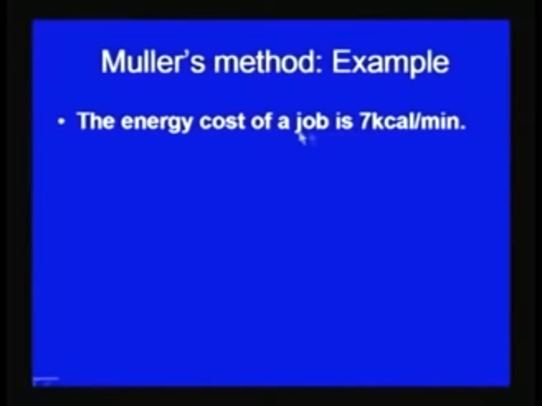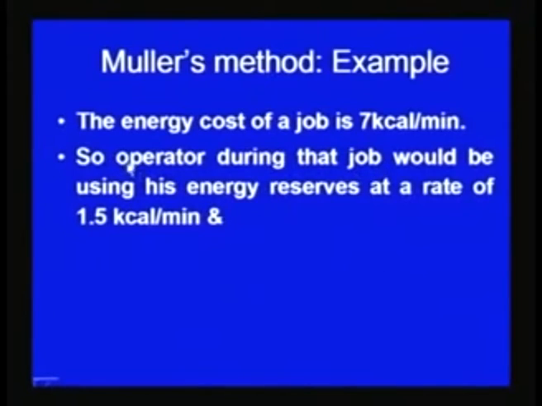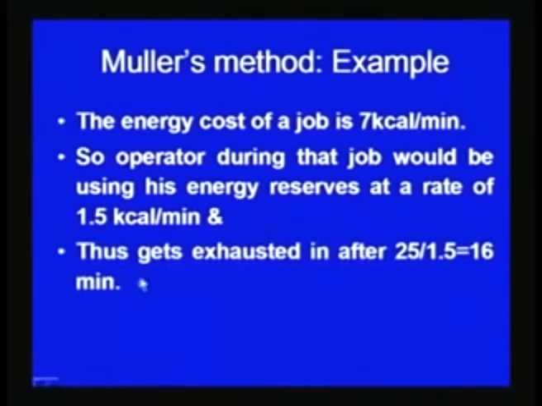So, here if we see an example, the energy cost of the job is 7 kilocalorie per minute, and the operator during the job is therefore using his energy reserves at the rate of 1.5 kilocalorie per minute, and thus gets exhausted after 25 divided by 1.5, equal to 16. 25 represents the energy reserves available to the worker, and these are used at the rate of 1.5 kilocalorie per minute when the job having the energy cost of 7 kilocalorie per minute is carried out.